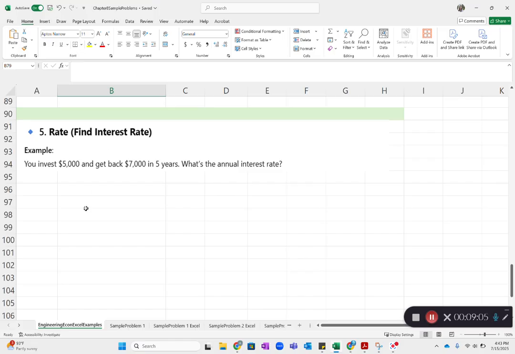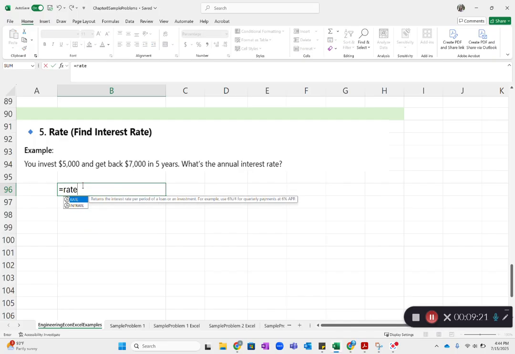Okay, so our last example is going to be find the interest rate. I guess I have 2 more. So this is problem 5. You invest $5,000 and get back $7,000 in 5 years. What's the annual interest rate? This time I'm going to use my rate equation, and you'll notice the prompts down here in Excel. It will show you what's going to go in what field if you don't remember, so don't stress that.